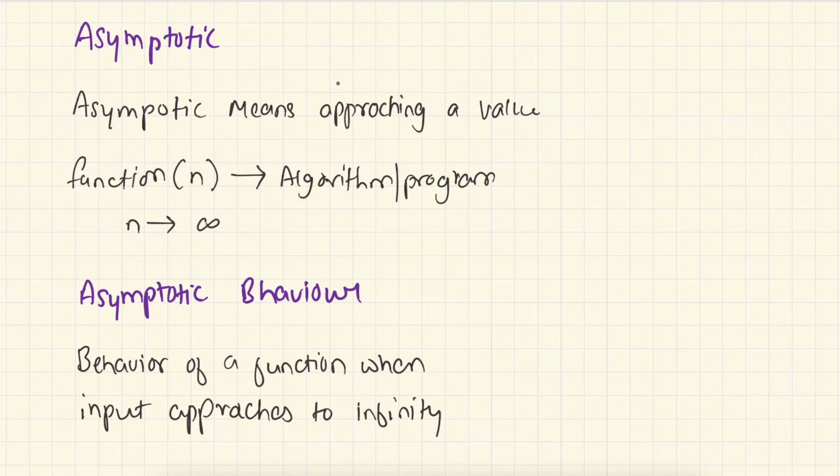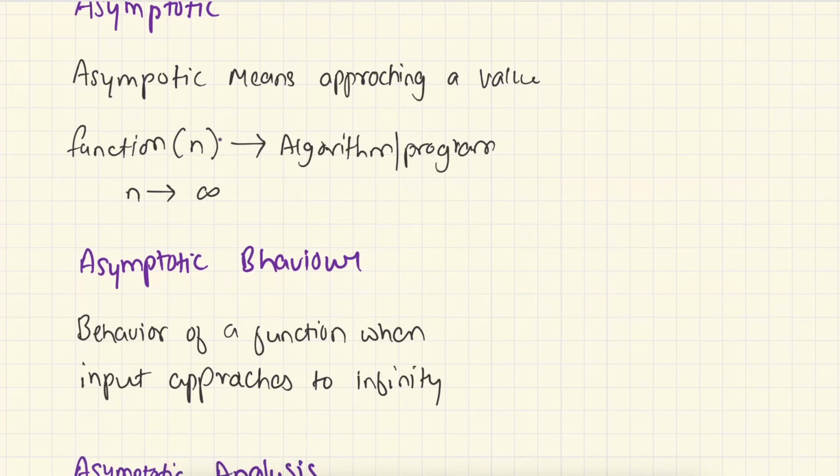Before we understand asymptotic analysis, let's understand the meaning of the word asymptotic. Asymptotic is a mathematical word and it means approaching a value. As we are analyzing algorithms and programs, we talk about our functions, and in functions we specifically talk about the input of our functions. The input of our functions is approaching a value, and that value is infinity. It means we have a function and the input to our function is going to be infinite, so we are talking about a large input only.